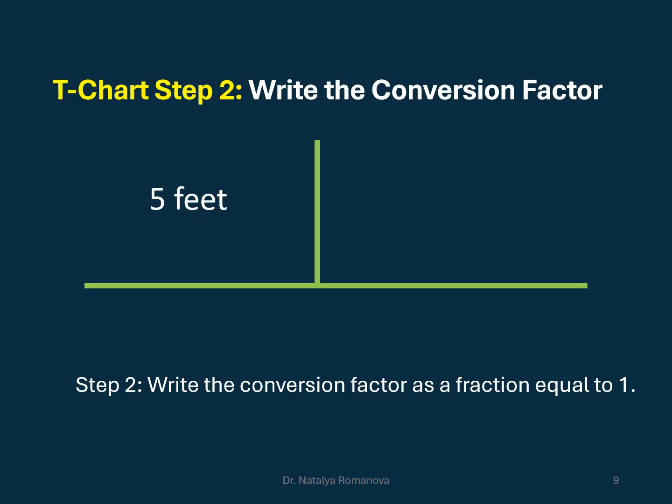Step 2. Write the conversion factor as a fraction. 1 foot equals 12 inches. So I write 12 inches over 1 foot. I put the feet on the bottom because I want feet to cancel. And I keep the equal sign. This fraction is equal to 1. It doesn't change the value, it changes the unit.